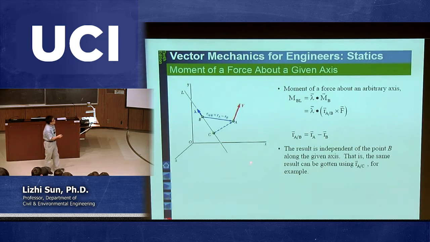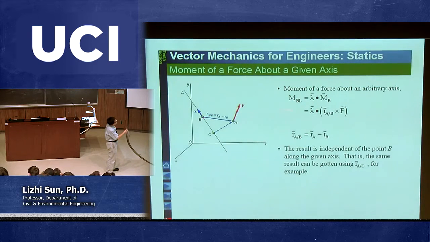So what you need to do is to randomly pick a point on this given axis. Any point you like. You want to pick point C, no problem. You want to pick point B, it's not a problem either. So once you pick point B, then you can evaluate this R, which is the distance vector from the point you just picked to the point the force is applied on. So this R, distance vector, is from B to A, you're going to use A subtract B. Okay, so don't forget, use A subtract B. So this is called R, and then cross product with this force vector.